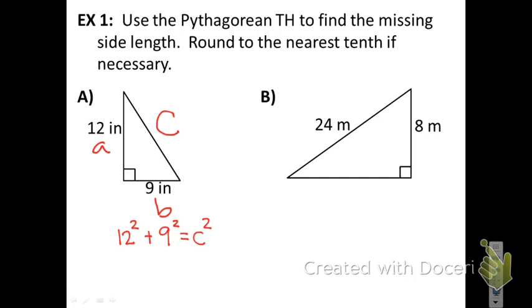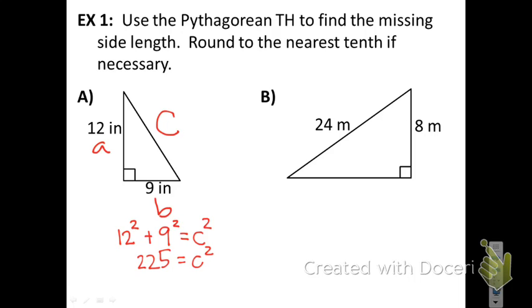Excellent. 12 squared is 144, 9 squared is 81, and that equals 225. Equals C squared. Okay, it's not solved though. So how do we solve that? Figure it out. That's a lot of numbers.